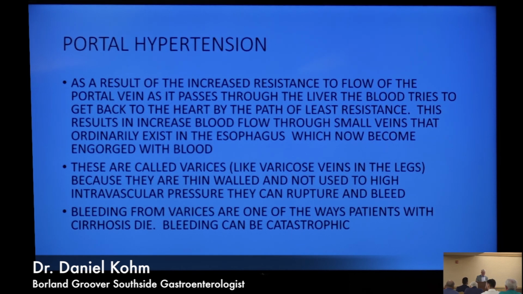So portal hypertension is a result of increased resistance to flow. The other thing that happens besides the ascites is the blood that's trying to get through there is going to take the path of least resistance, and that path of least resistance is through veins that ordinarily exist in your stomach and your esophagus. And in the esophagus, they're there, but they're little thin-walled creeks, and now they become torrential rivers, and they aren't used to carrying that kind of pressure, and they rupture and bleed.